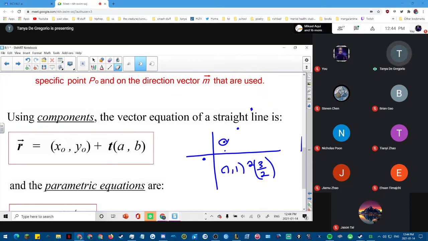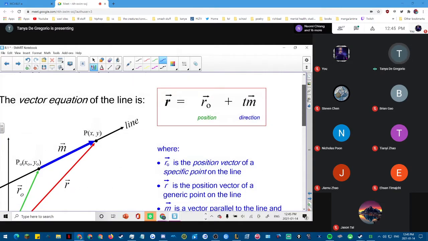So now I want to define this line. Well, I can define this line starting at any point. I can start it here, I can start it here, start it here. I can start it at any point on this line. And that's why our vector equation of a line is not unique.